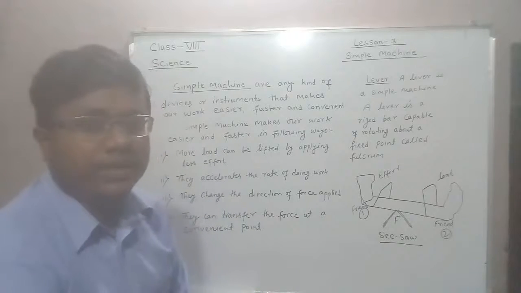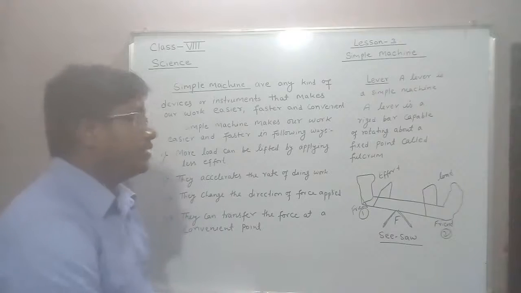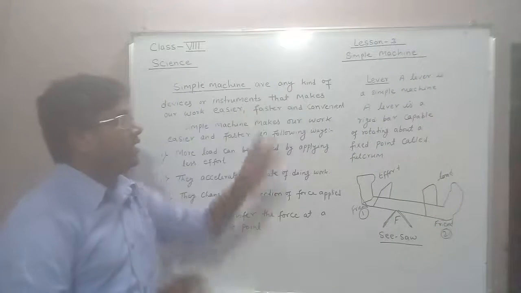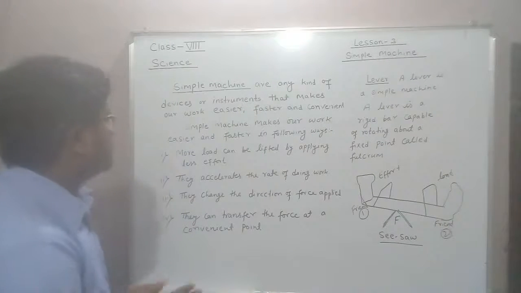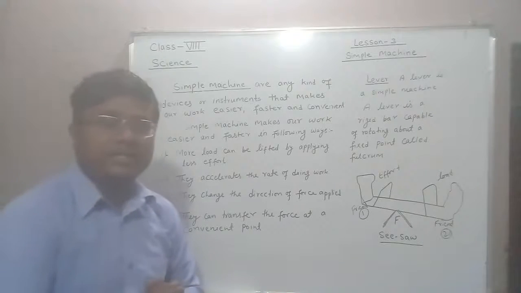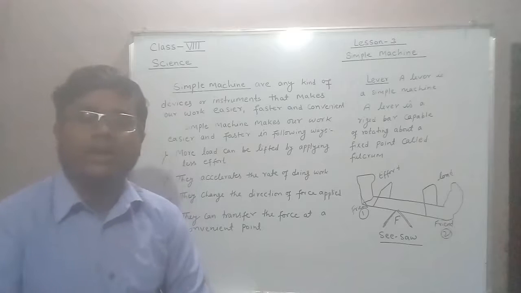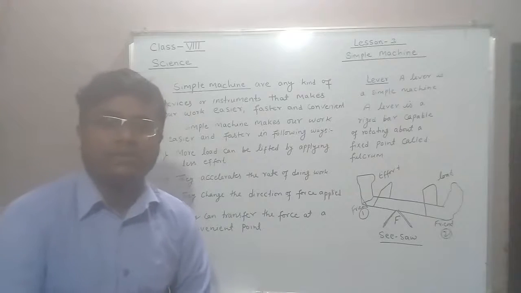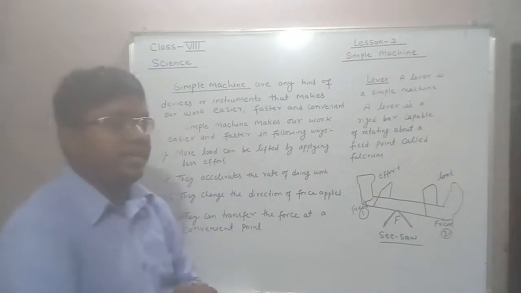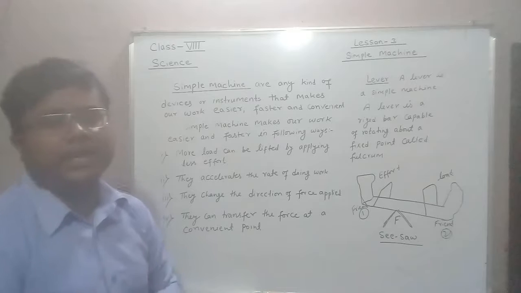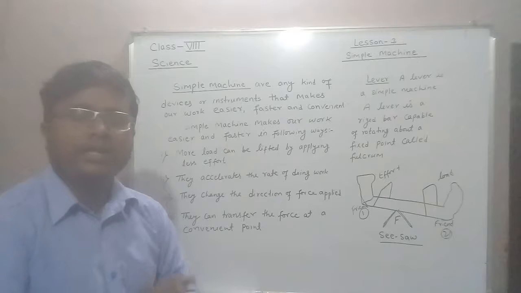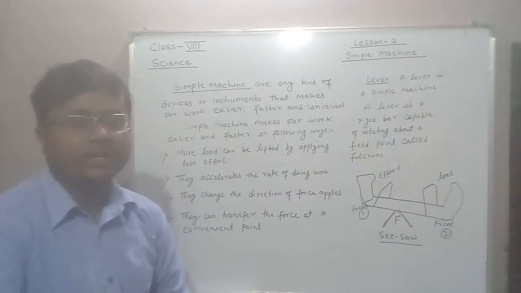So today we are going to start our new chapter, simple machine. That is lesson 3, simple machine. So what does simple machine mean? Simply, a simple machine is a device or an instrument that makes our work easier, faster and convenient. It may be any device or instrument that makes our work easier, faster and convenient.